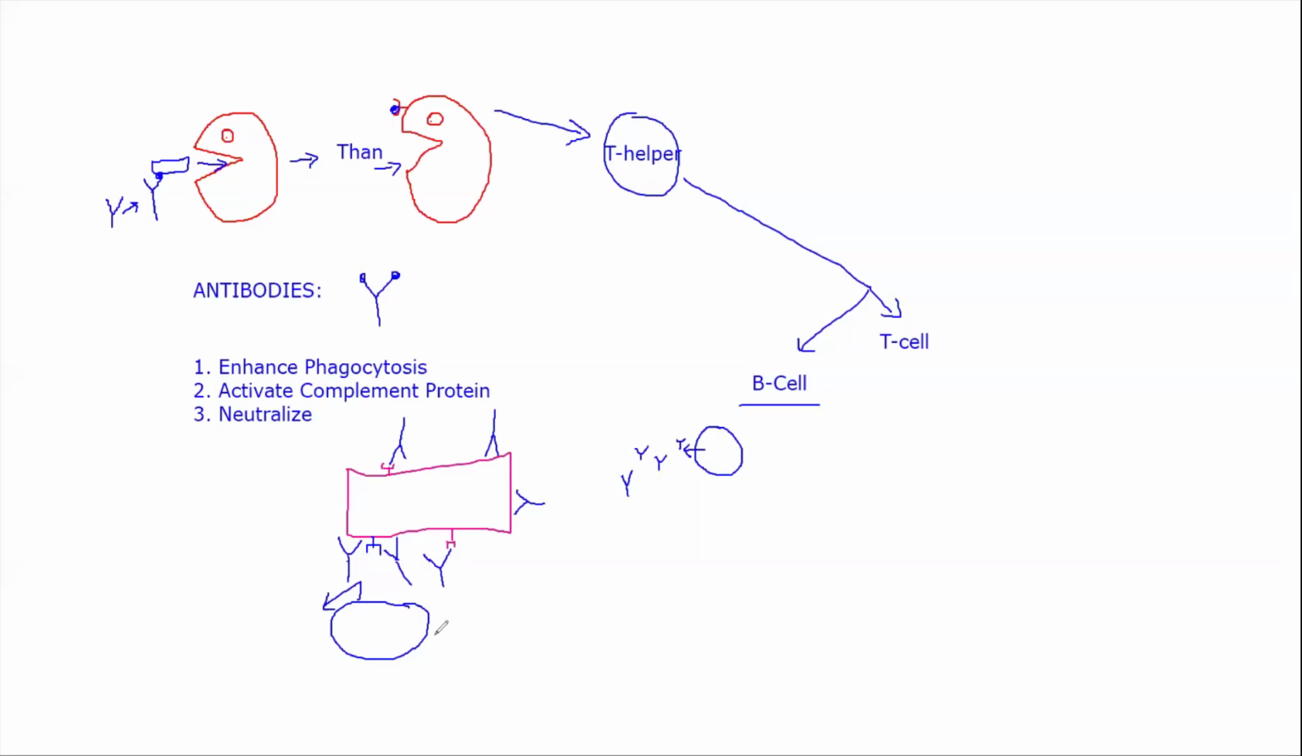So basically this bacterium is now neutralized. It can't bind to anything, it can't function as it should, and it just floats around in the bloodstream until finally a macrophage gets a hold of it and eats it up. So that's how a B cell is effective, with these antibodies that do those three functions.